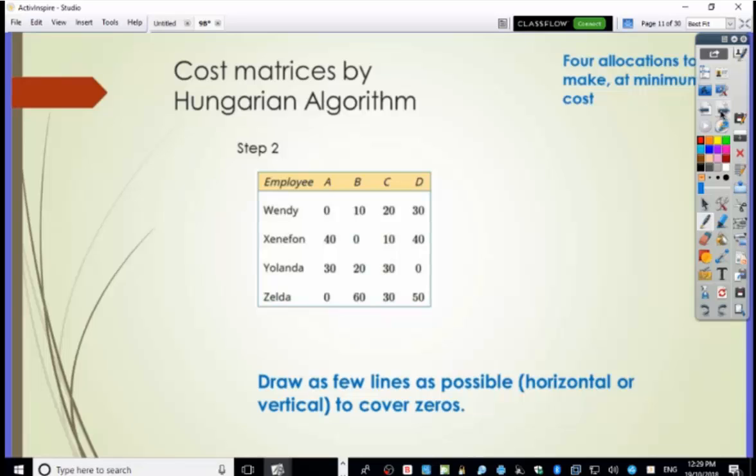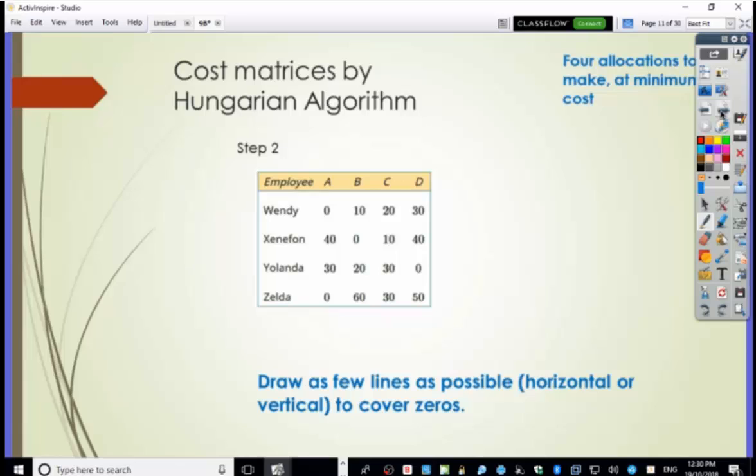It's difficult to explain why this works, but it just does work. I'd like to find out why it works myself, but it's probably a complicated answer which won't help very much. But we've got to get rid of more zeros. I can't really tell you why I can't make the allocations yet. So the next step, it says, draw as few lines as possible, horizontal or vertical, to cover the zeros.